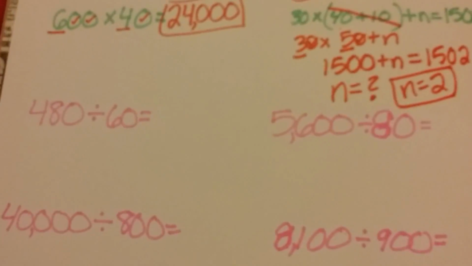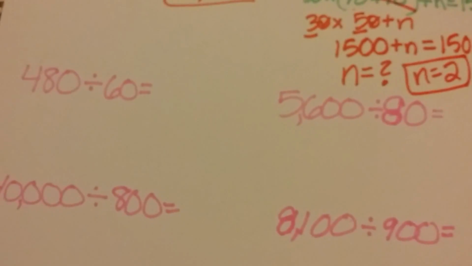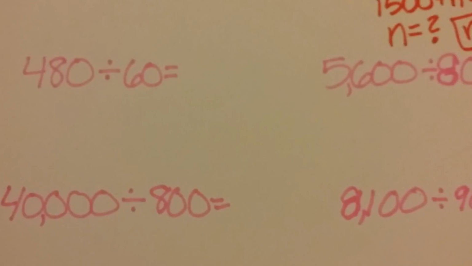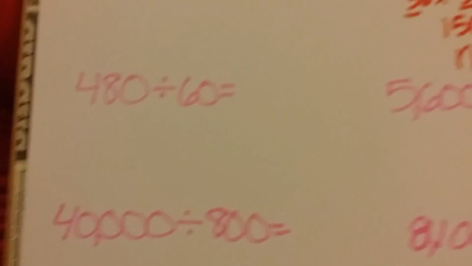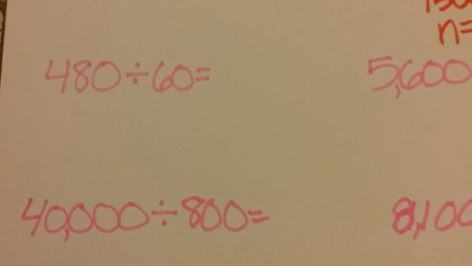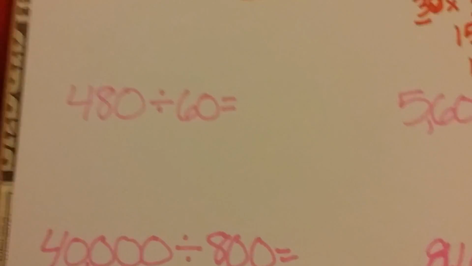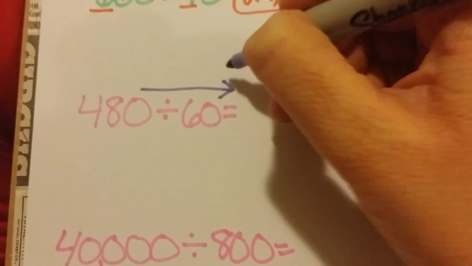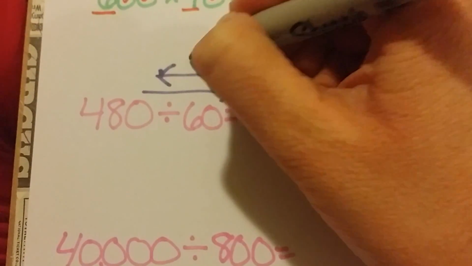Let's look at the division side. Okay, we've got 480 divided by 60. Well, whenever you're doing this, you can kind of think of it as working backwards. If we're dividing going this way, we know we're going to multiply going this way.